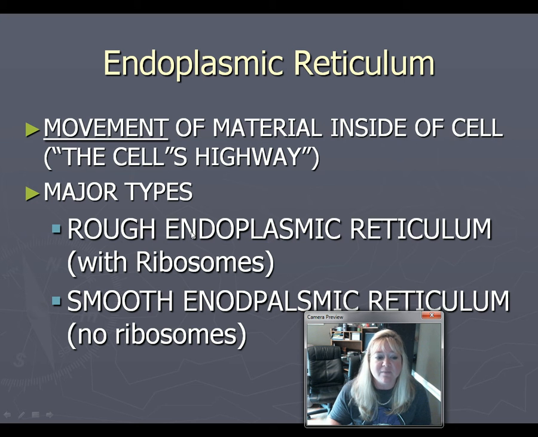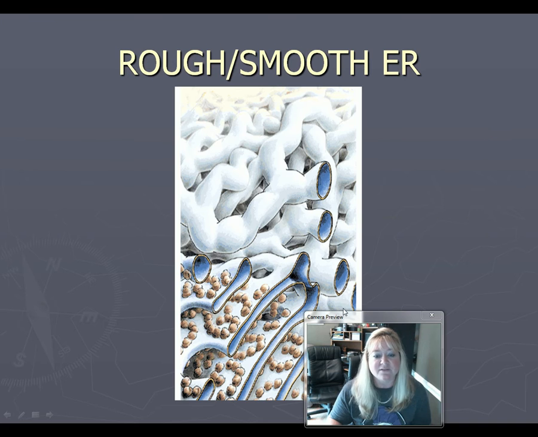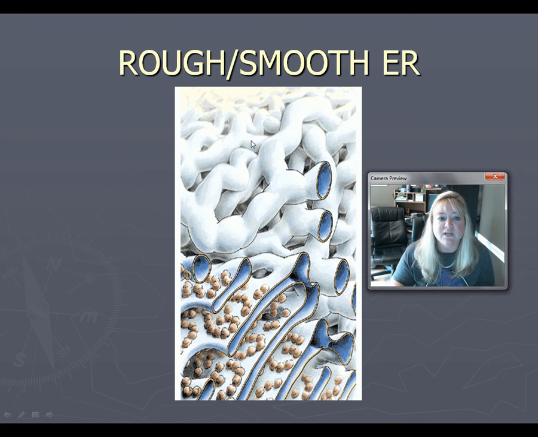There are two types. There's a rough endoplasmic reticulum with ribosomes. So the rough ER has ribosomes, and the smooth endoplasmic reticulum does not. Here's a picture of that. You can see here the two types of ER. This one on top is smooth, no ribosomes. And this one here has ribosomes attached all over the place, and it looks kind of gritty. And the other thing you can see in this picture is that it is like a series of tunnels.